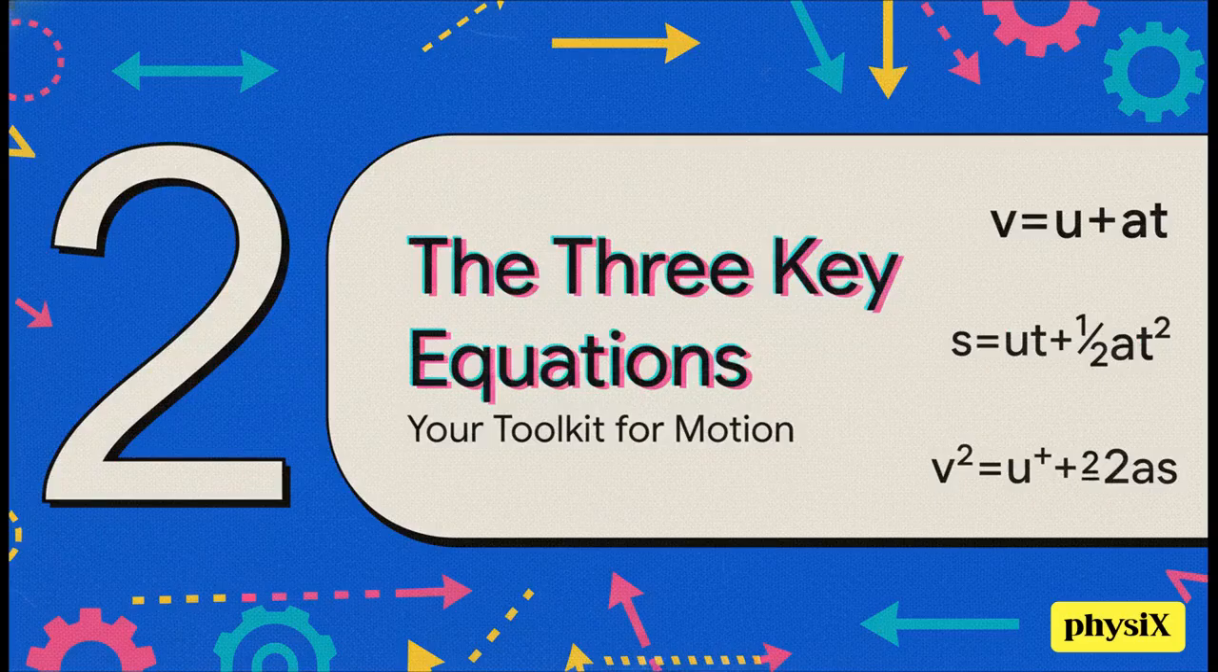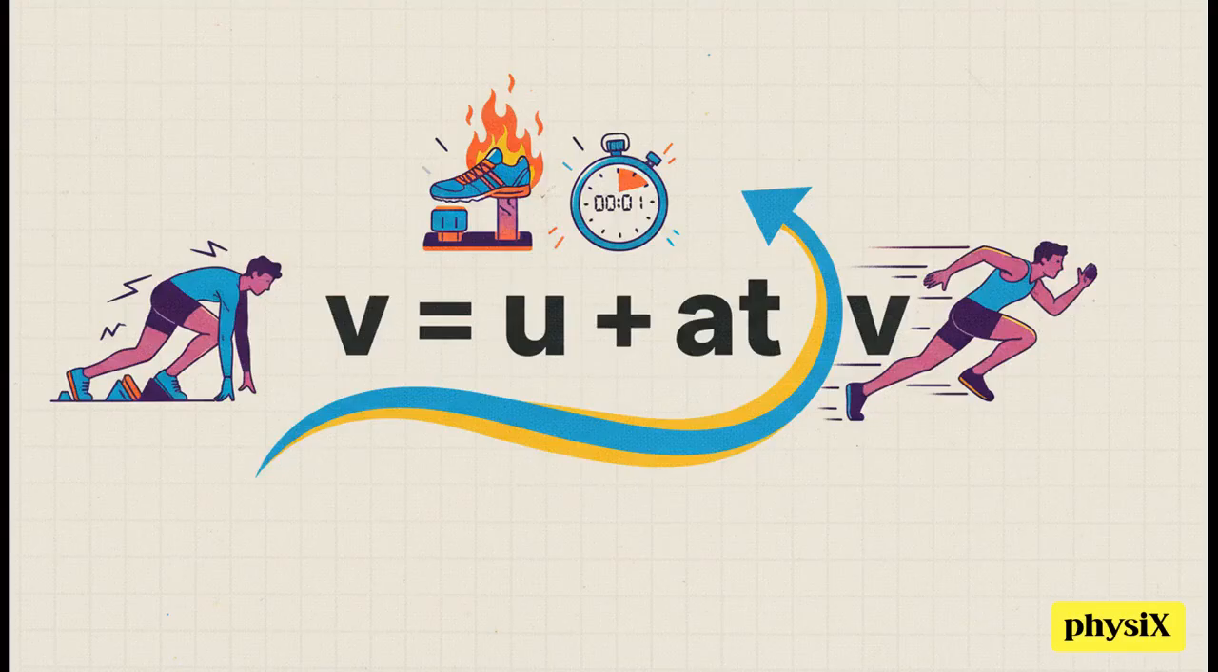So, how do these 5 variables actually relate to each other? Well, they're all linked by 3 beautifully simple but incredibly powerful equations. This is your brand new toolkit for motion. The first equation is just so logical. It basically says your final speed is just your starting speed plus whatever change the acceleration caused over a certain amount of time. Simple, right?